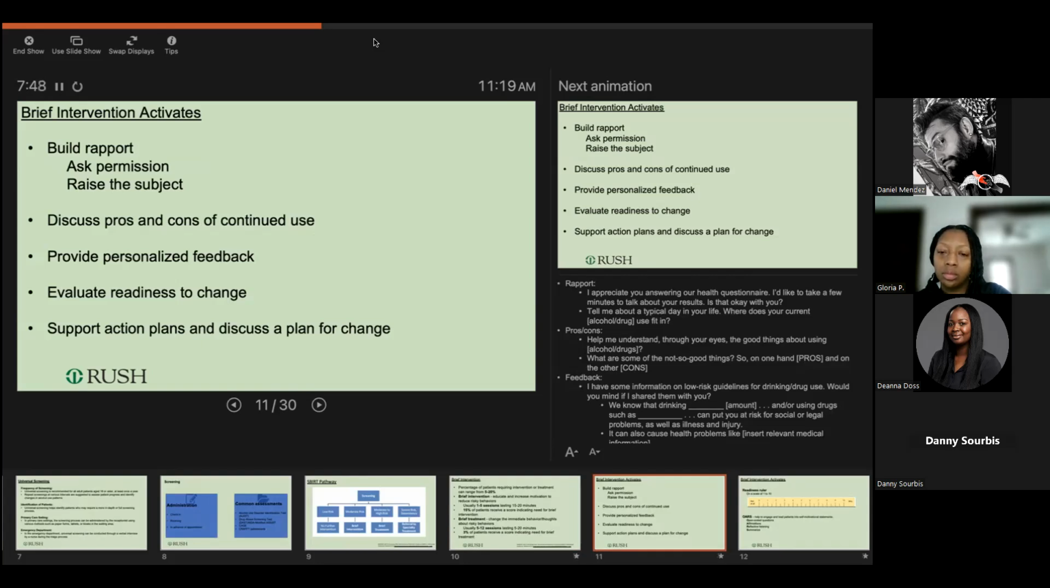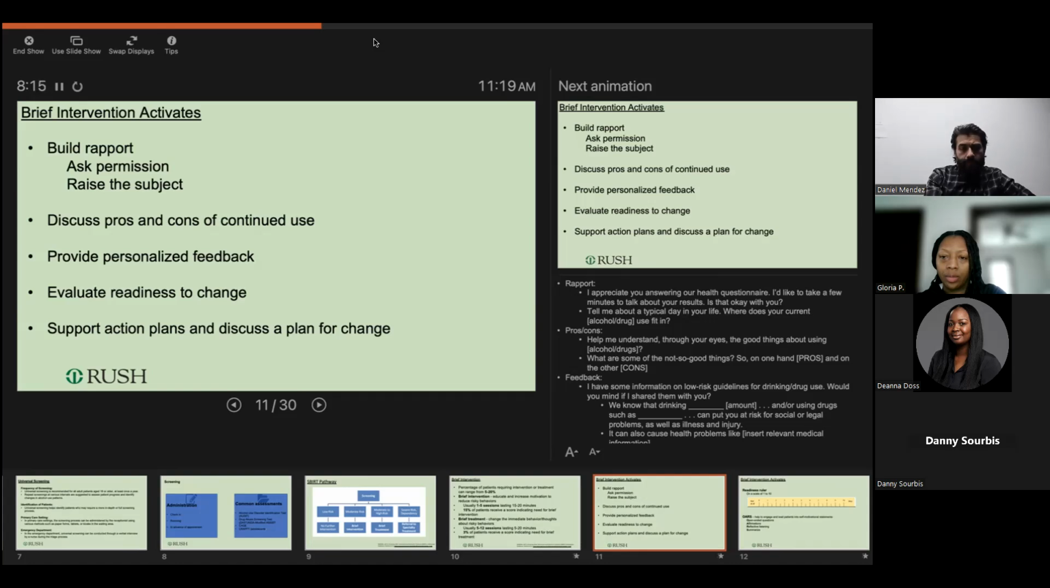You also want to provide personalized feedback. I have some information on low-risk guidelines for drinking and drug use. Would you mind if I shared them with you? Then just let them know that so many drinks a day, or so many uses of substances a day, can put you in particular categories, where you will need intervention, treatment, or referral to a specialty. And then you want to evaluate their readiness to change, support an action plan, and discuss a plan for change.